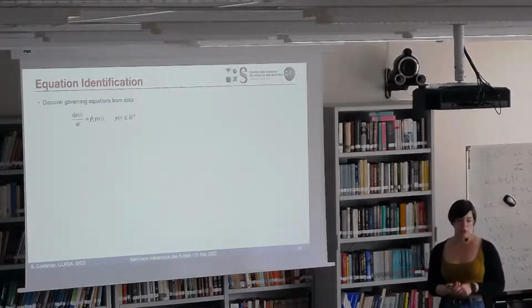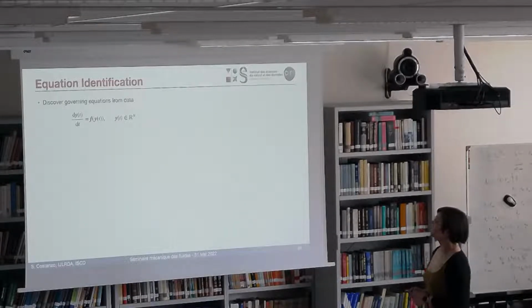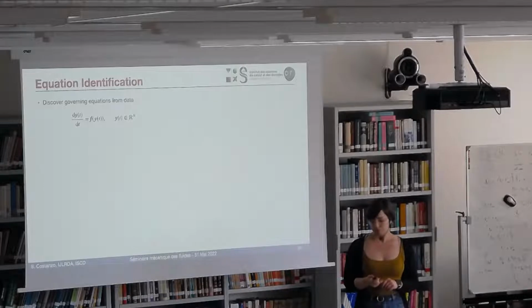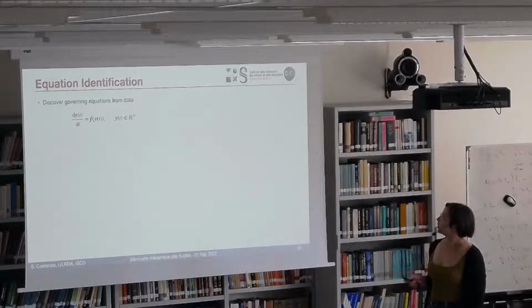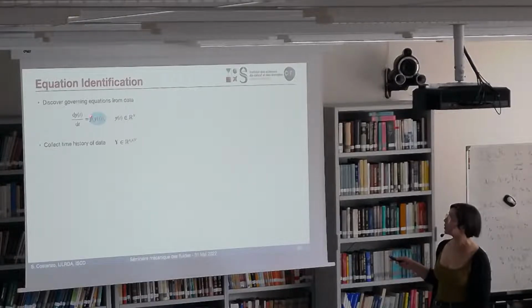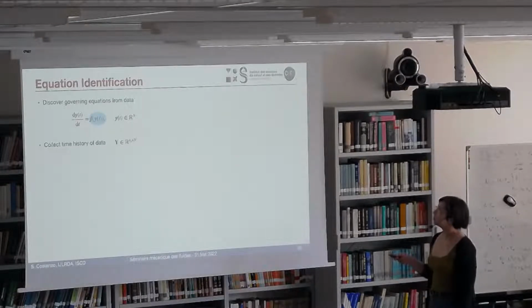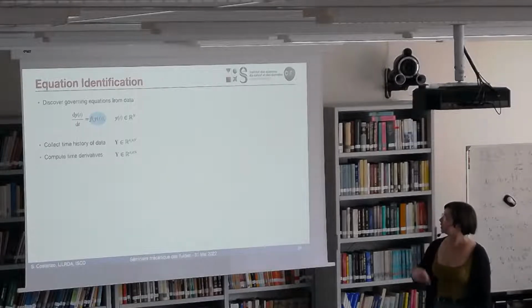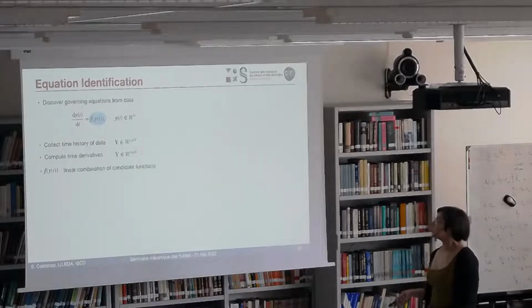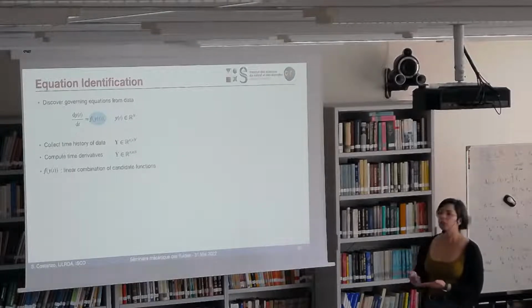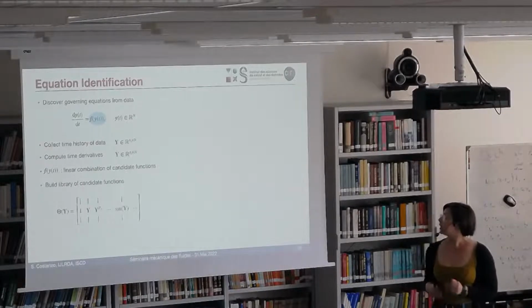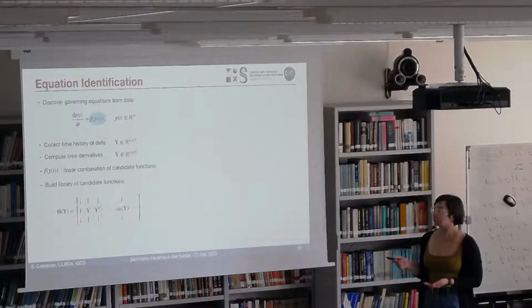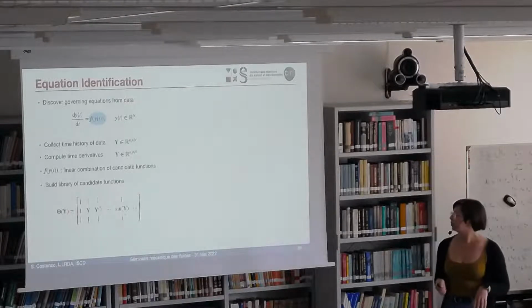So when we talk about equation identification, our goal is to discover a governing equation from data. In this case, we have a differential equation. On the right-hand side, we have a nonlinear term, and we want to discover the form of this nonlinear term. So we collect time history of data again, then we build the derivatives, and we can say that the nonlinear term can be approximated with a linear combination of candidate functions. These candidate functions can have whatever form we want. So we can build a library of candidate functions, which can be linear, nonlinear, trigonometric, many forms.